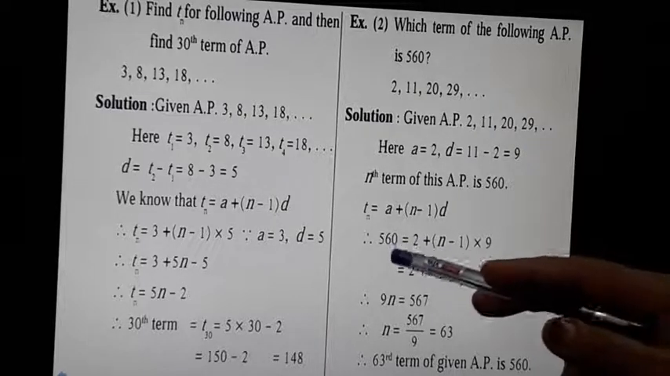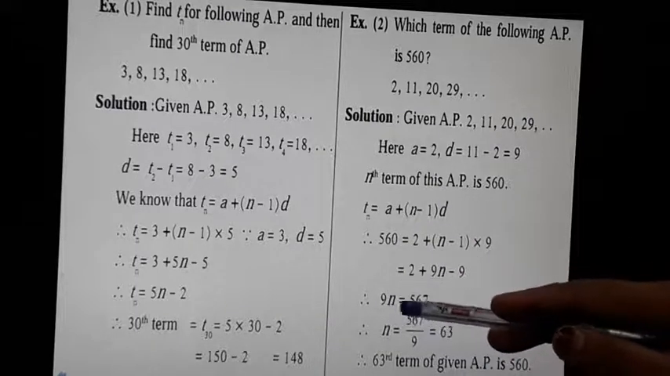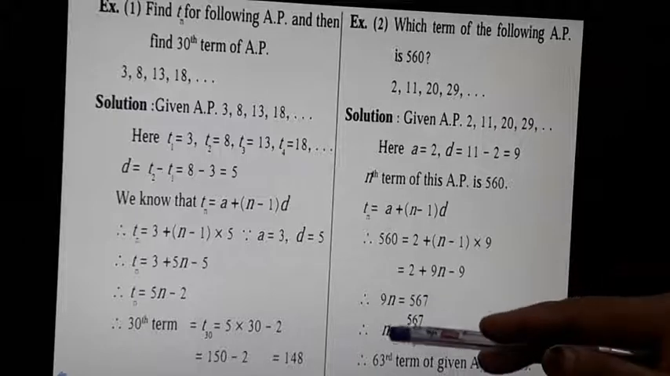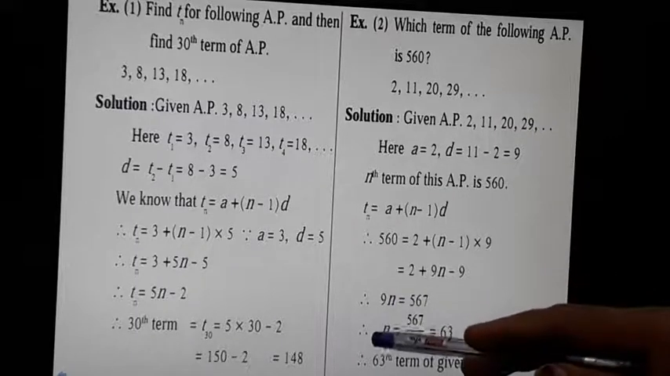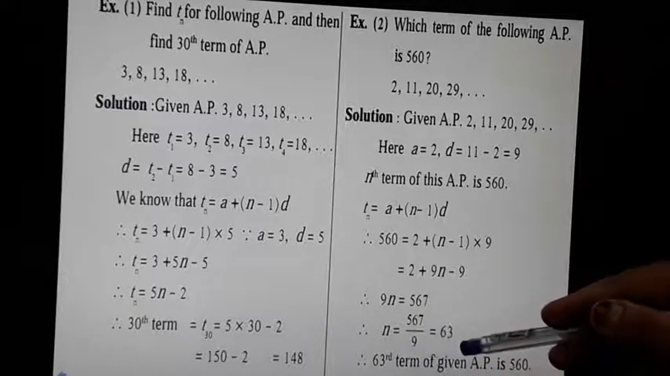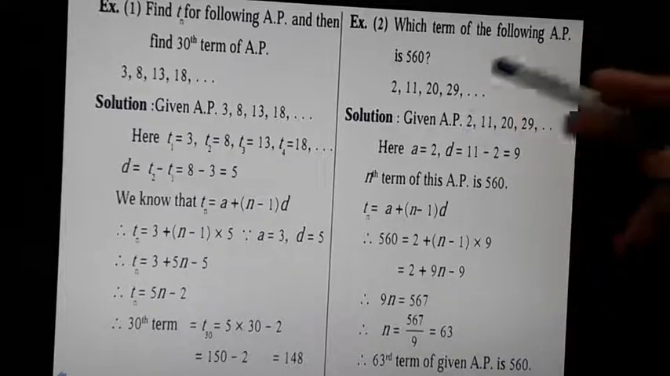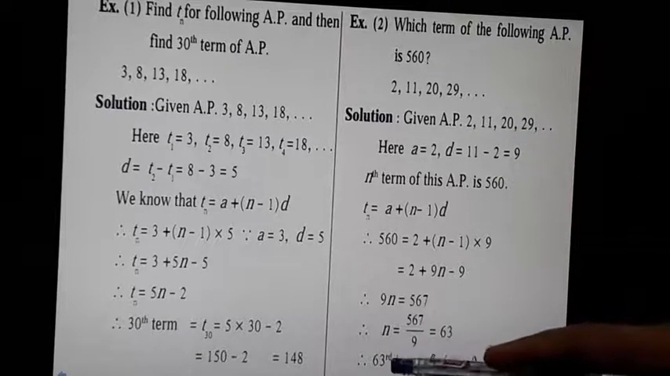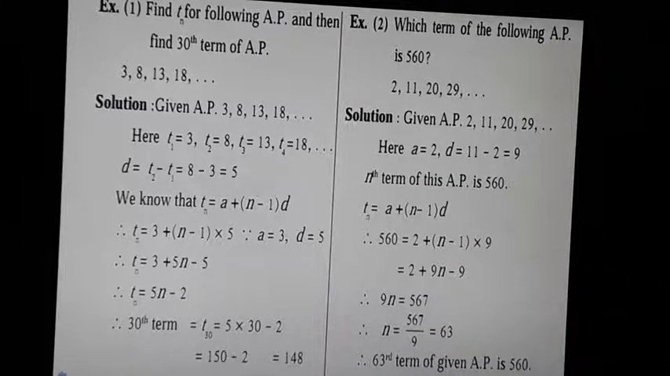So now 560 will add with that 7, that will become 567. So 9N is equal to 567. Since 9 is multiplying with N, it will go across and divide. Therefore N is equal to 567 by 9, that is equal to 63. So therefore, which term of the following AP is 560? The 63rd term of the given AP is 560.